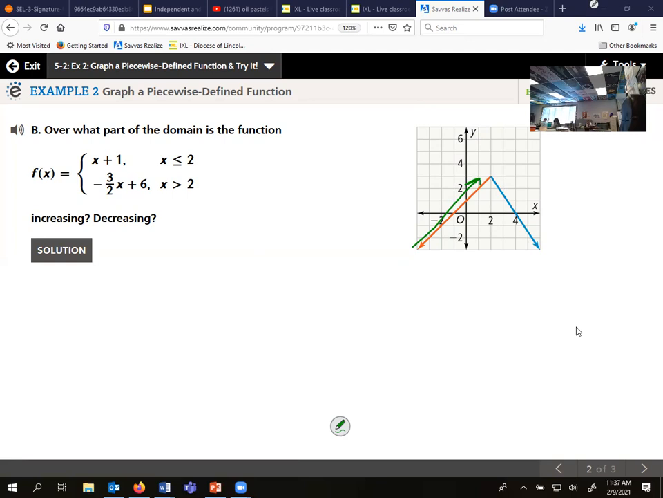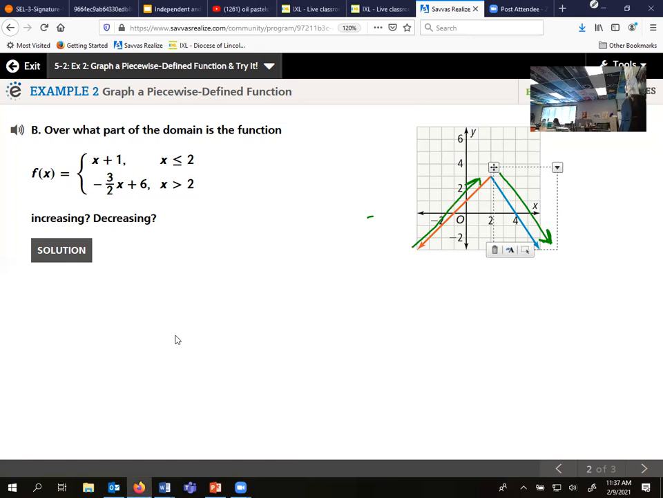Okay. What about decreasing? Where does it look like it's decreasing? The right side, the blue part. Okay. So yeah, the domain, which is those numbers you put in, it's decreasing here, increasing here, but the range, or the output of the graph, increases here, decreases there.